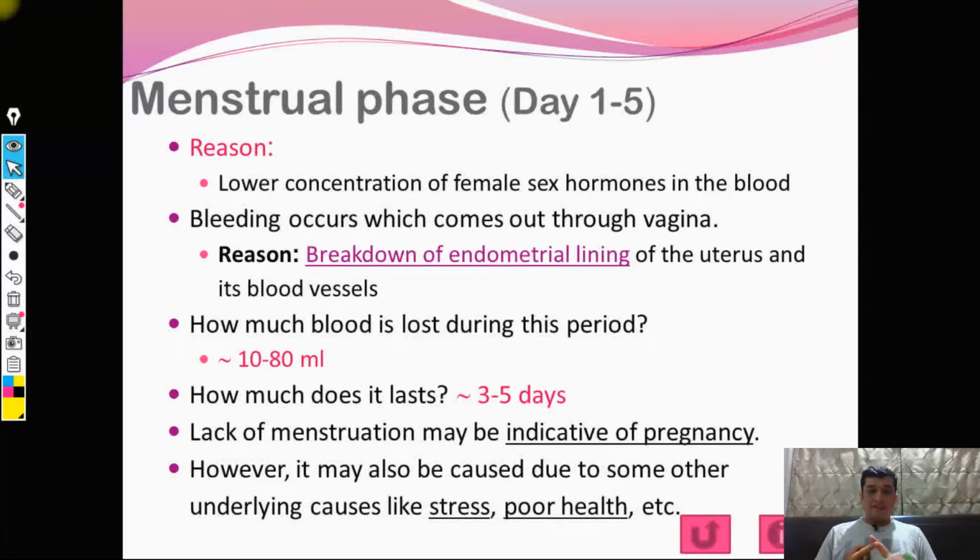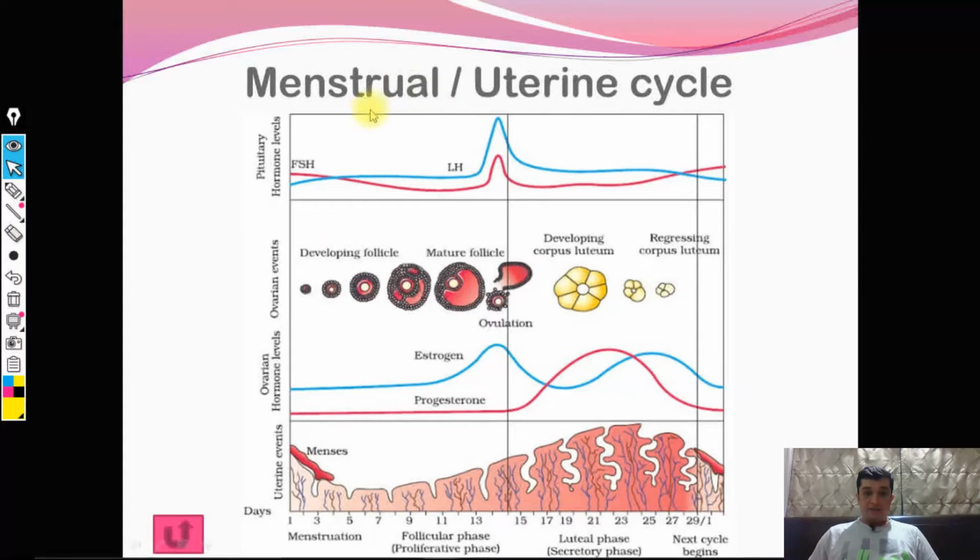It is not always the case that lack of menstruation is indicative of a problem, but it may be, right. In most cases it is considered as indicative of pregnancy, right. I hope the details which I have discussed are clear, and that is what, as I have shown, right, in the diagram here.